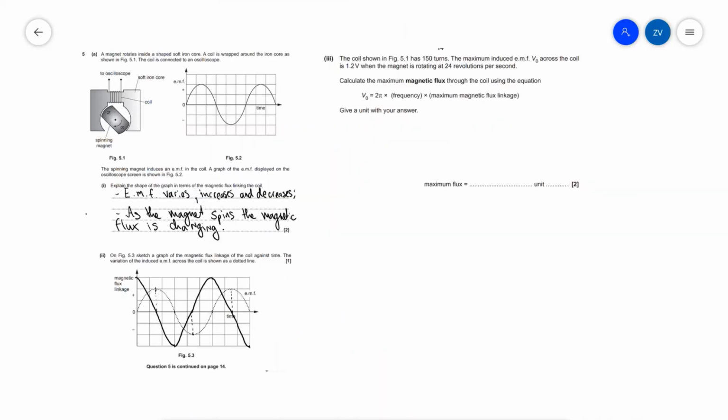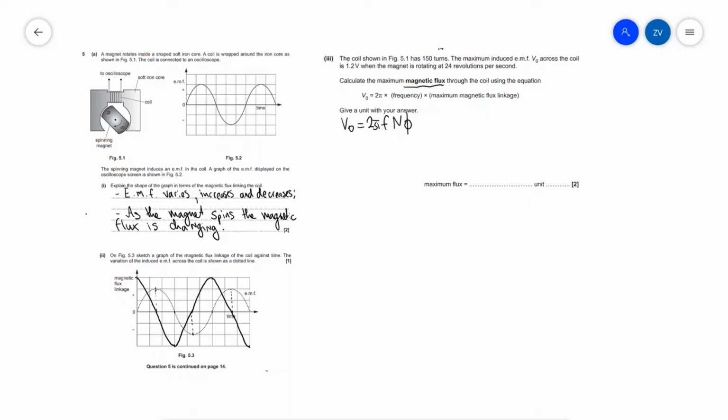Okay, part 3, we need to calculate the maximum magnetic flux through this coil using the following equation. I'm just going to convert this equation to mathematical symbols. So what I'm going to write is V0 is equal to 2 pi times the frequency, f, times my magnetic flux linkage, which is N, times the magnetic flux, phi. Now in this case, this is written in bold, which means that there's a potential for an error. It's something which we need to watch out for.